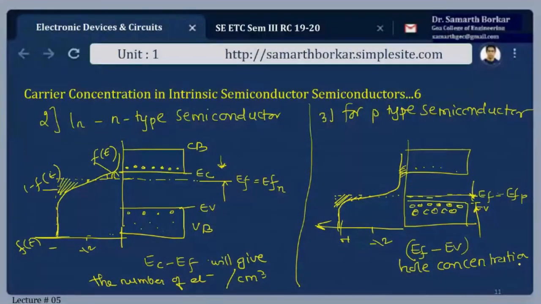It's very easy to remember. Nothing to learn by heart here. The Fermi level has got an affinity to move towards the majority charge carriers. For p-type semiconductor, the holes are majority charge carriers, so the Fermi level will move closer and closer to the valence band. And here, in case of n-type, it will move towards the conduction band.